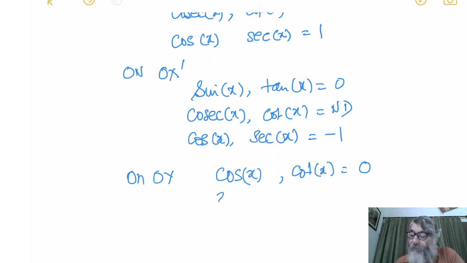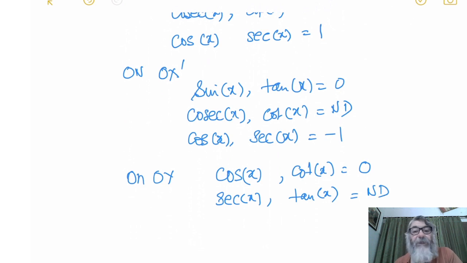Opposite of cos is sec x. Sec x and tan x will be not defined along OY. And then sin x, and what else is left?